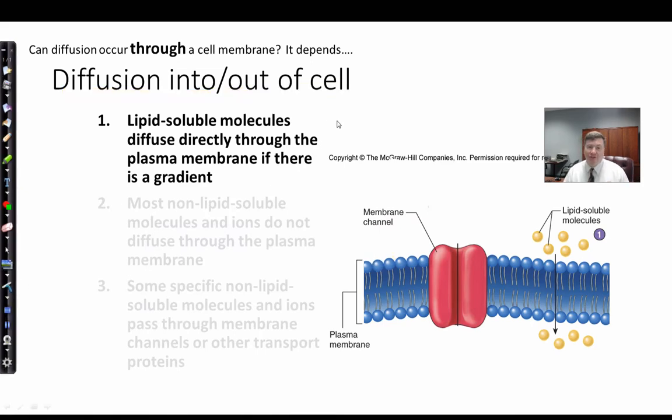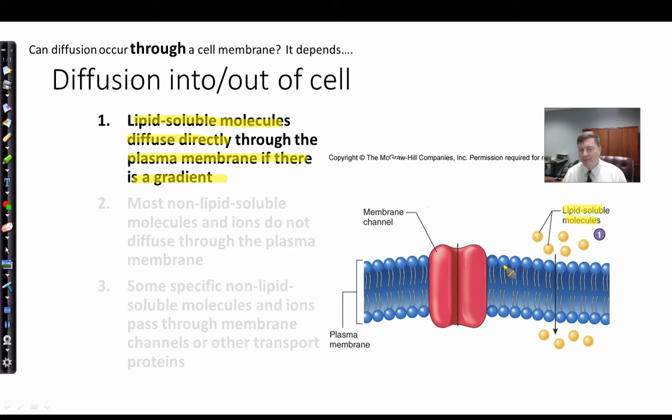So, can diffusion occur through a cell membrane? We were talking about it bouncing around the outside, but can it go through a cell membrane? It depends on three circumstances. One is lipid-soluble molecules can diffuse directly through the plasma membrane if there is a gradient. Okay, so over here you see lipid-soluble molecules.